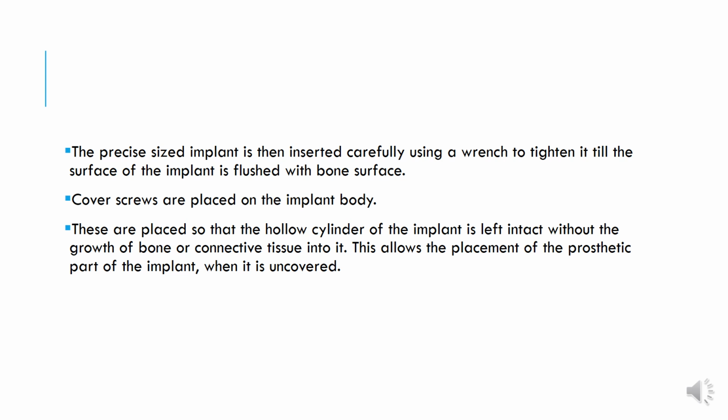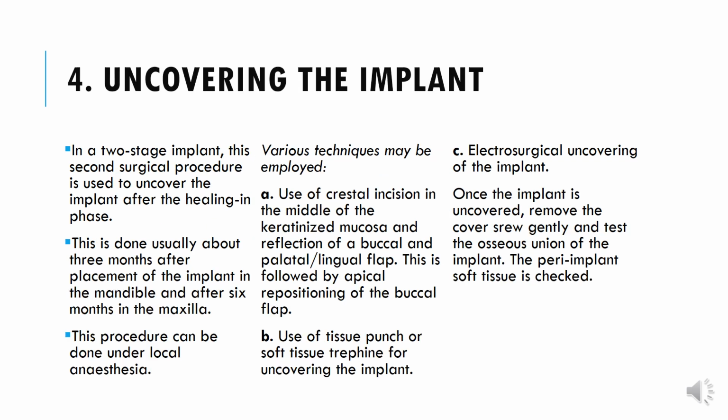Cover screws are placed on the implant body. These are placed so that the hollow cylinder of the implant is left intact without the growth of bone or connective tissue into it. This allows the placement of the prosthetic part of the implant when it is uncovered.